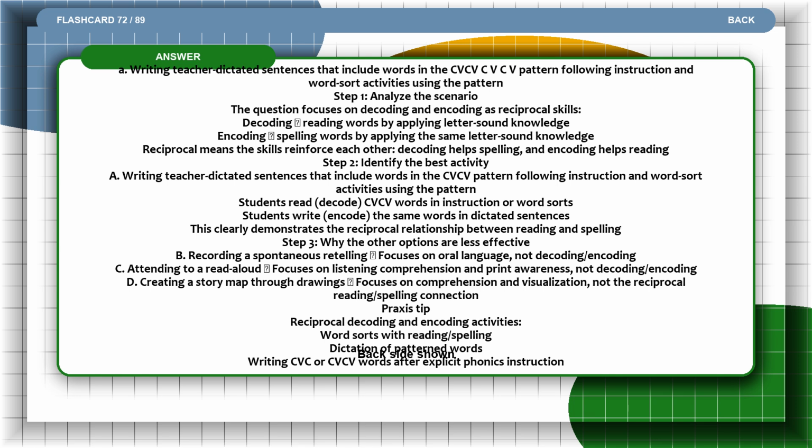Praxis tip: reciprocal decoding and encoding activities. Word sorts with reading/spelling. Dictation of patterned words. Writing CVC or CV words after explicit phonics instruction.